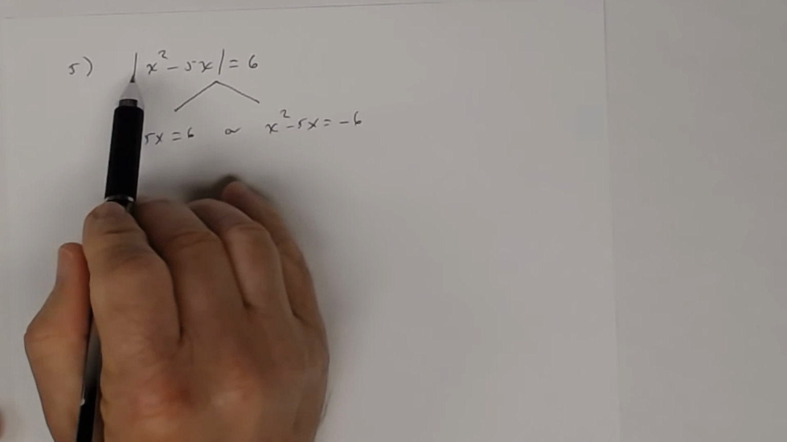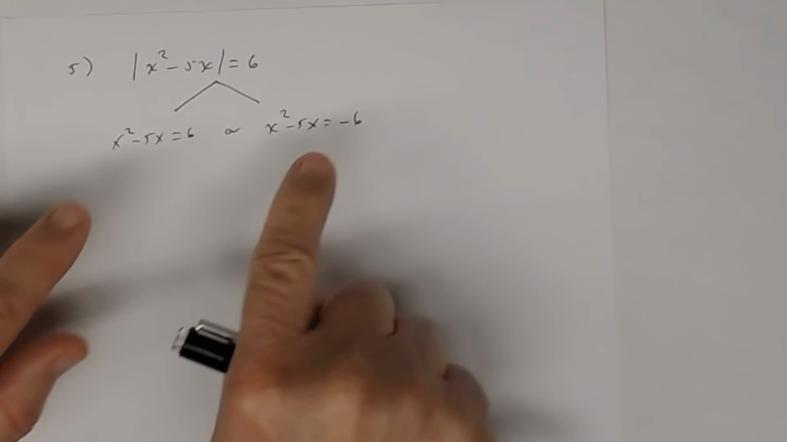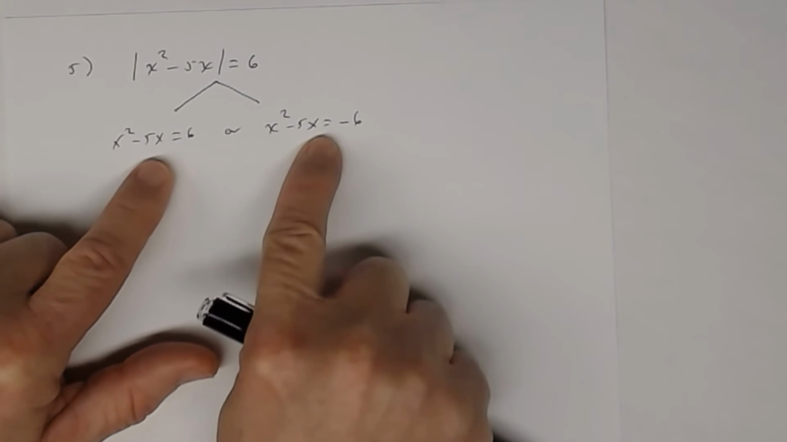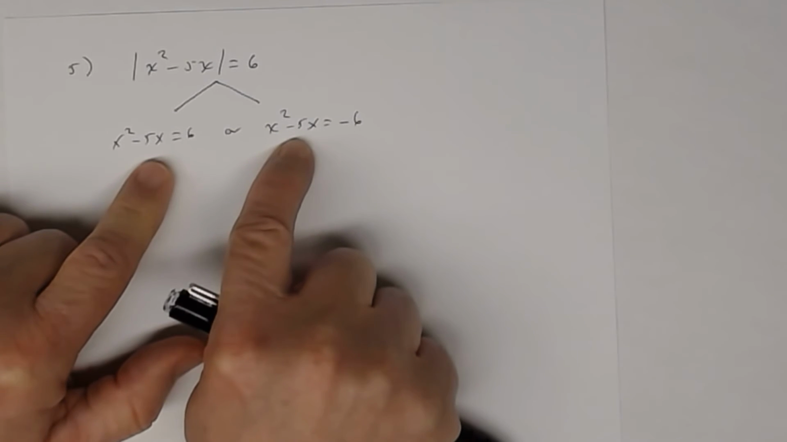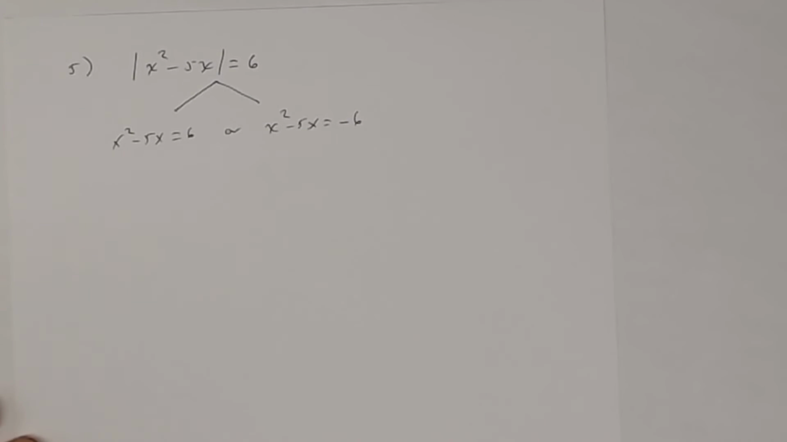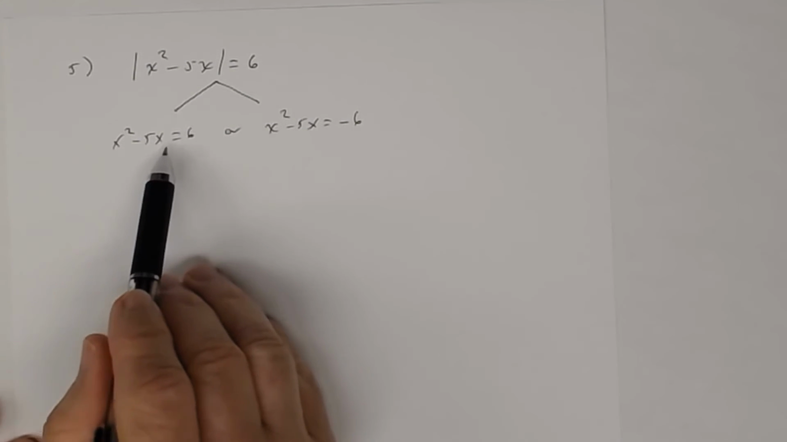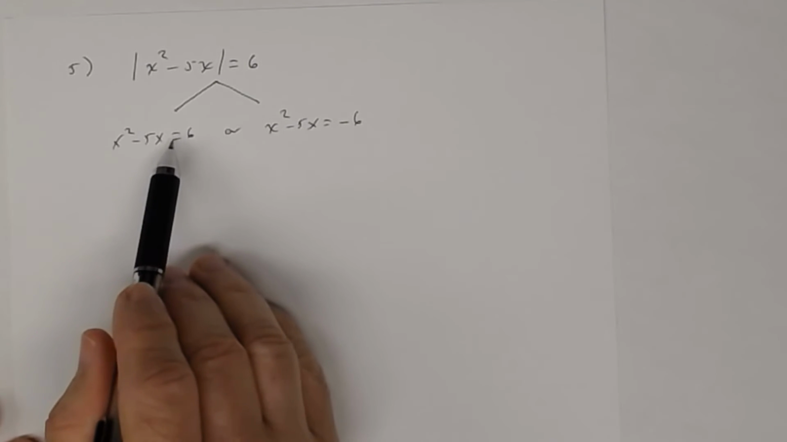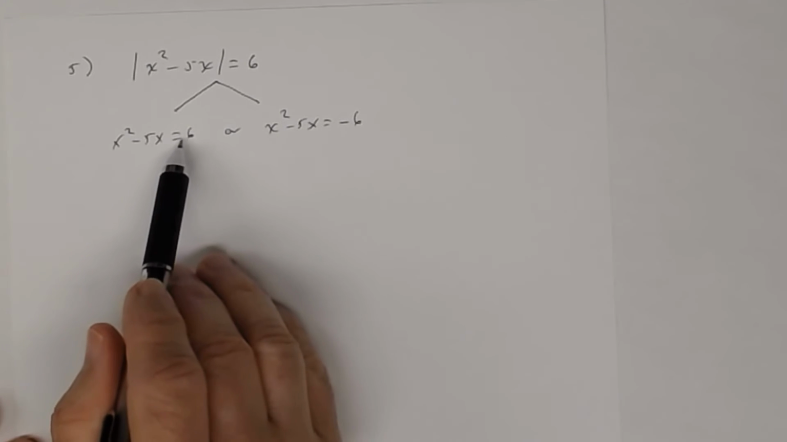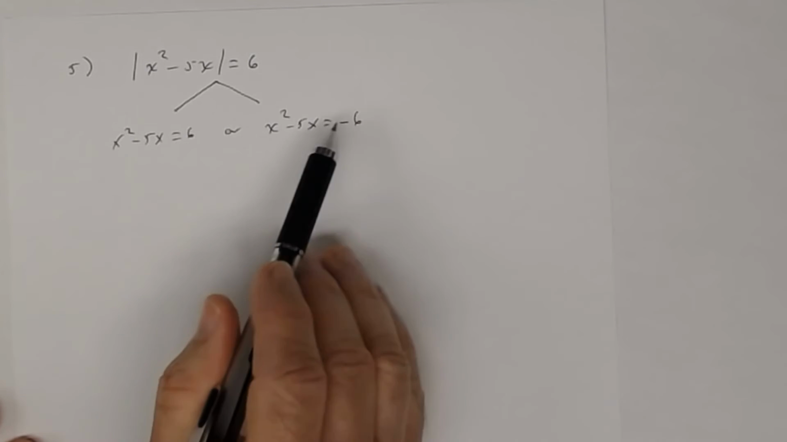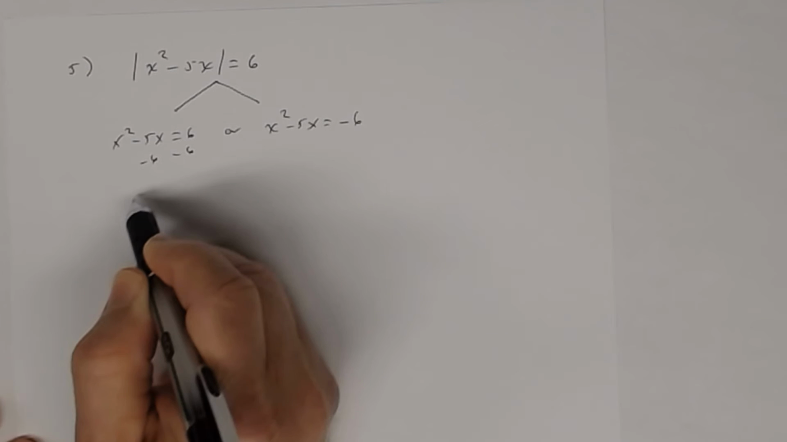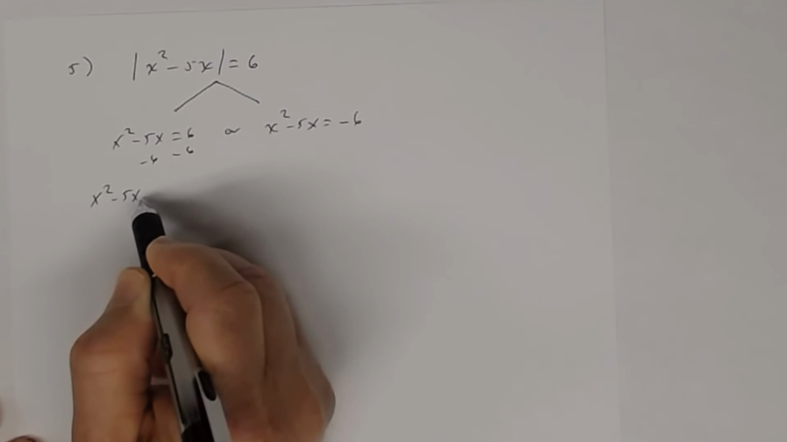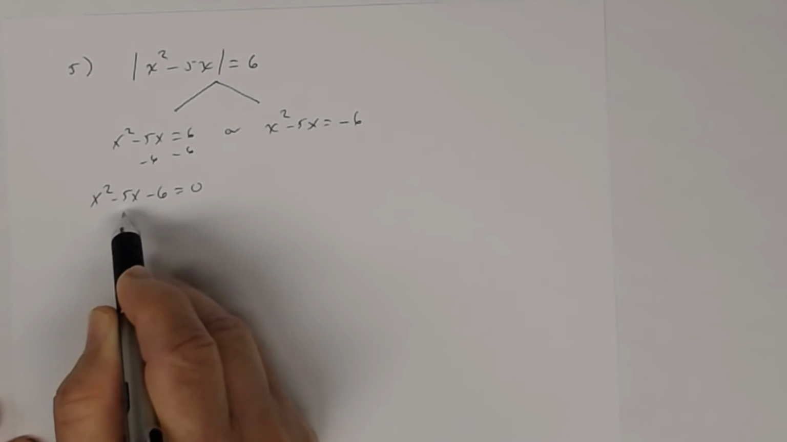Now, so I went from an absolute value equation. Now I have two quadratic equations. See, these are quadratic equations now because there are no absolute value bars anymore. Okay? So let's solve each of those quadratic equations. I think they're both factorable, but regardless, whether you use the quadratic formula or you try to factor, you need 0 on the other side. So let's go ahead and subtract 6 from both sides. So I get x squared minus 5x minus 6 equals 0.